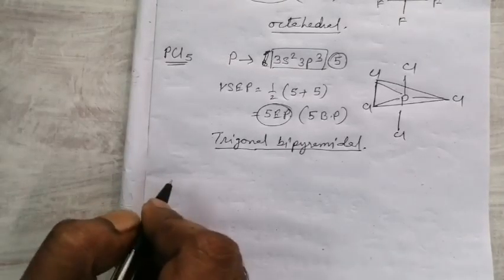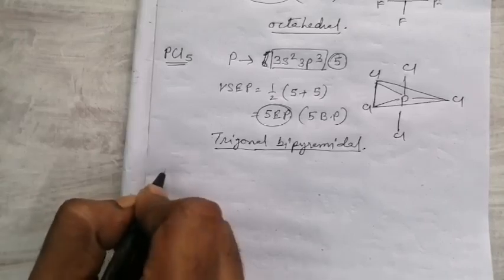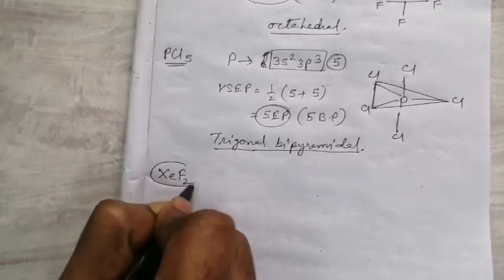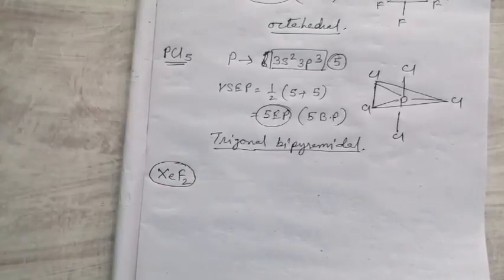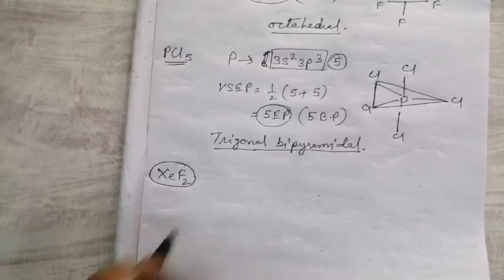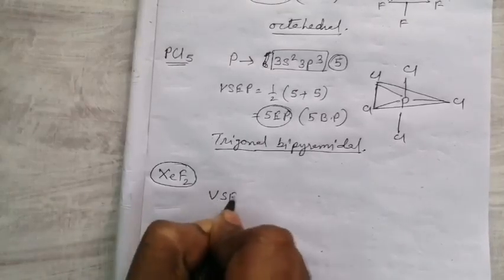Next come to our next molecule, say XeF2. Xenon. Suppose you don't know the electronic configuration of xenon, and it is very obvious that you are not going to memorize the electronic configuration of xenon, but you know xenon is a noble gas. So noble gases contain how many electrons in the valence shell? We all know that noble gases contain 8 electrons in the valence shell. So it makes our calculation very easy.